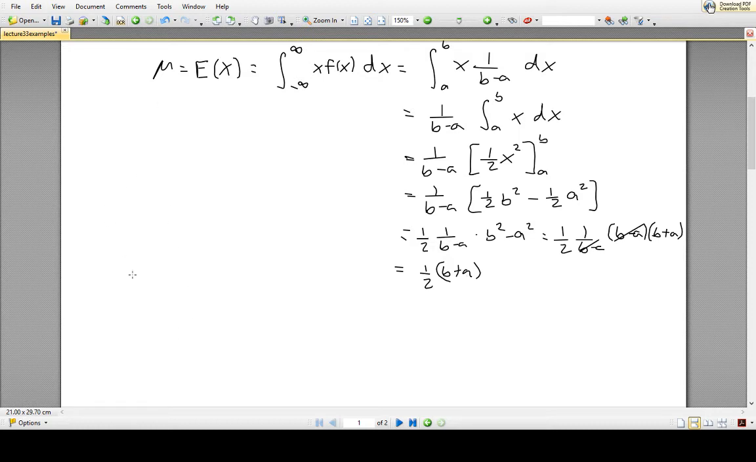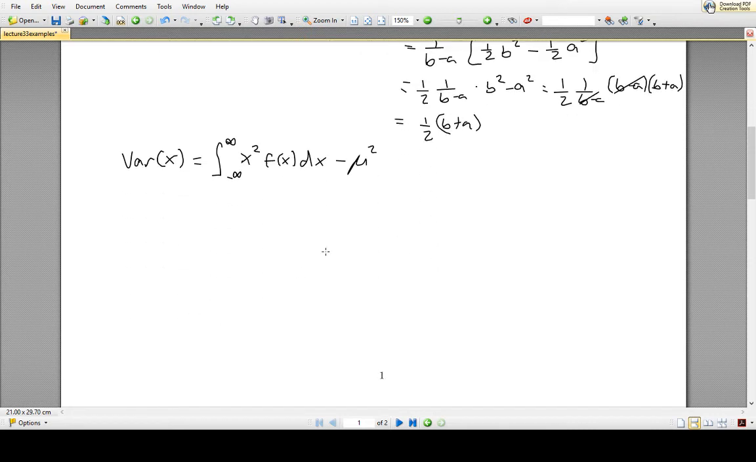So let's calculate the variance now. The variance, var x, is calculated in the following way. It's the integral from negative infinity to infinity of x squared times our probability density function, and then after doing that integration, we subtract off the expectation squared. That's just the general formula for the variance. Now let's actually do it for our case.